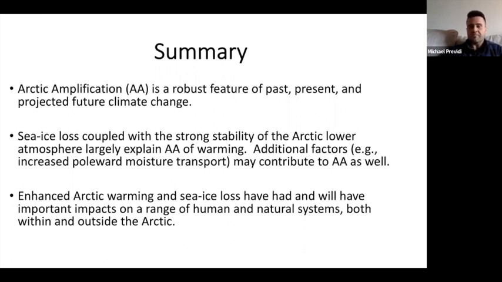Also, as I said, a big part of why Arctic amplification happens is because of the temperature profile of the Arctic atmosphere. This near surface inversion tends to inhibit vertical mixing and keeps heating confined near the surface. These are probably the two biggest reasons why Arctic amplification happens: sea ice loss and the strong stability of the Arctic lower atmosphere.